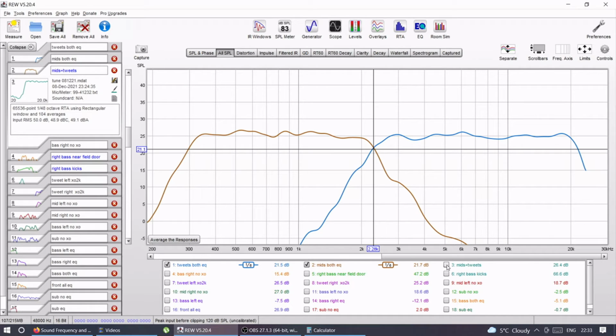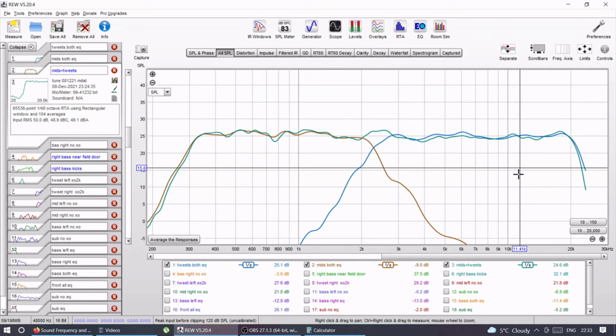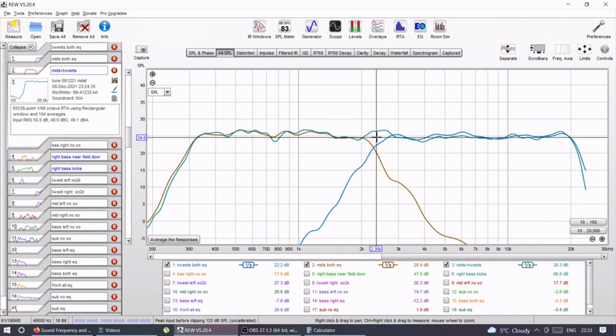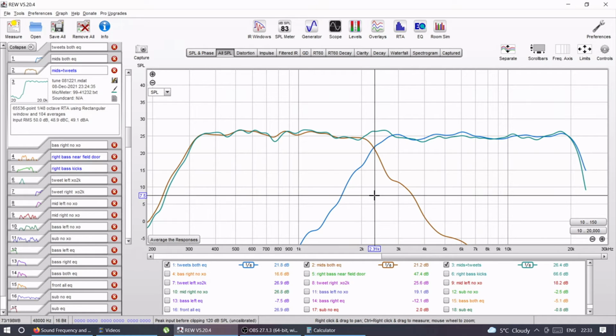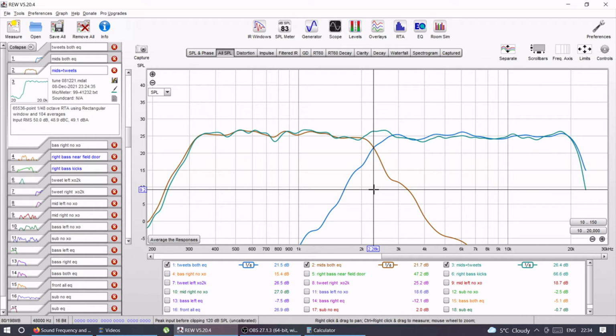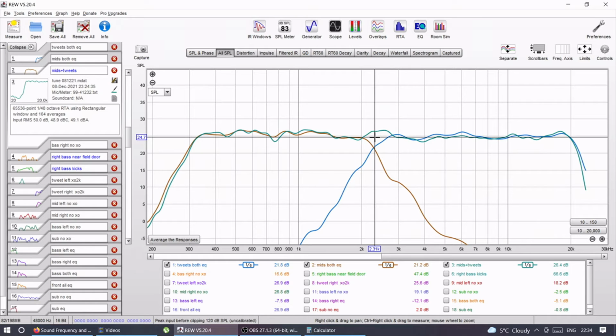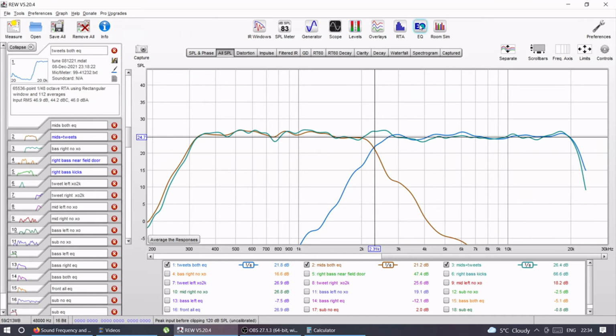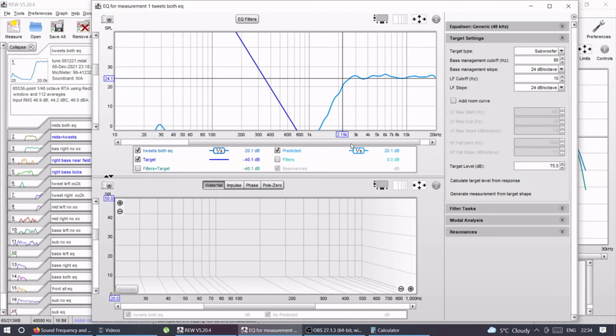So if I show you the sum of these two, as you can see, the sum is not flat. These crossover points are, I believe, 2.3K at 24 dB per octave Linkwitz-Riley. So in theory they should sum flat, and they don't. Now why? Because these slopes are not 24 dB. Simple as that. How do I know that? Let's take the tweeter. I'm gonna go to EQ. Okay.